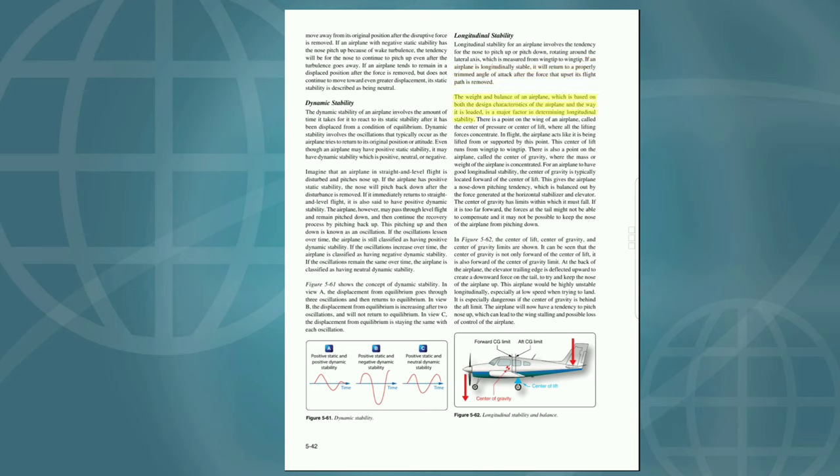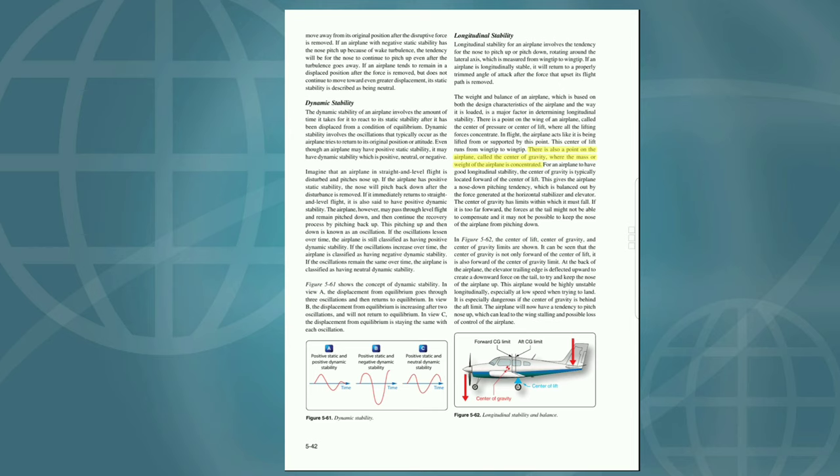The weight and balance of an airplane, which is based on both the design characteristics of the airplane and the way it is loaded, is a major factor in determining longitudinal stability. There is a point on the wing of an airplane, called the center of pressure or center of lift, where all the lifting forces concentrate. In flight, the airplane acts like it is being lifted from or supported by this point. This center of lift runs from wingtip to wingtip.